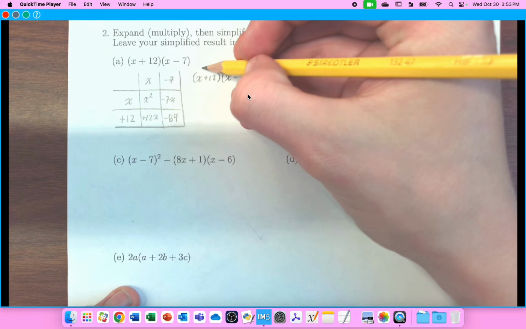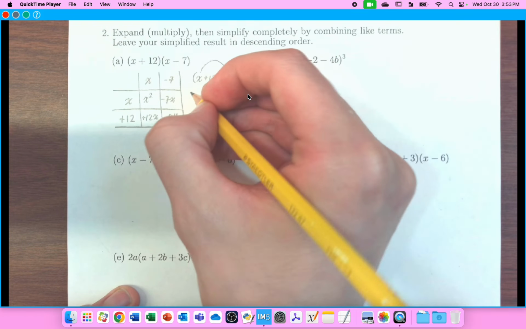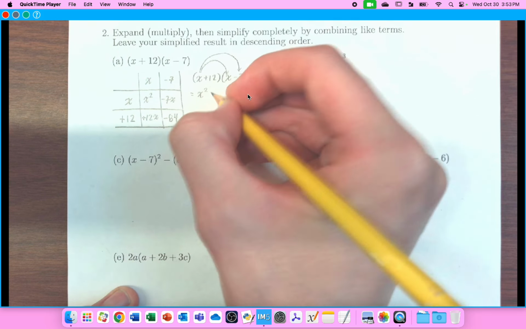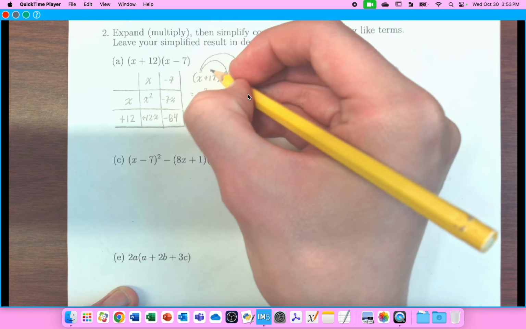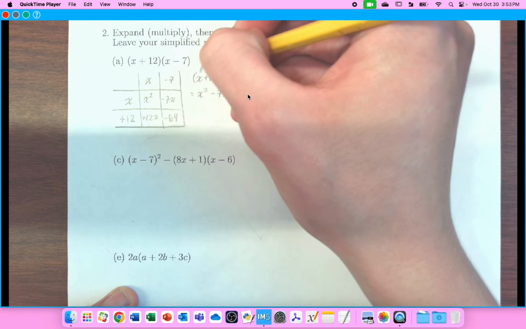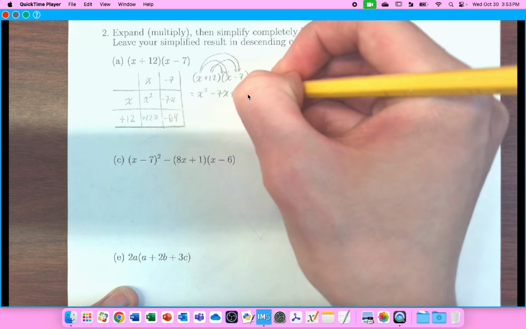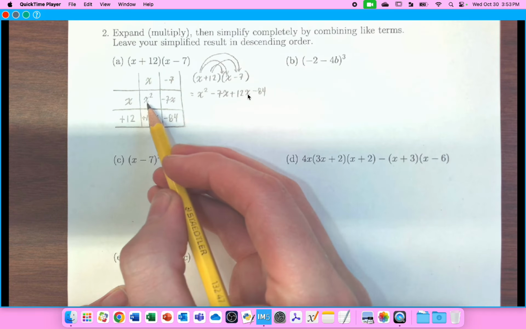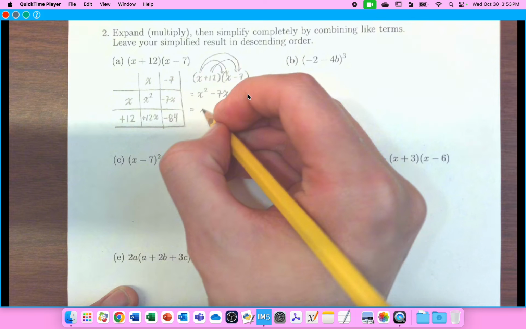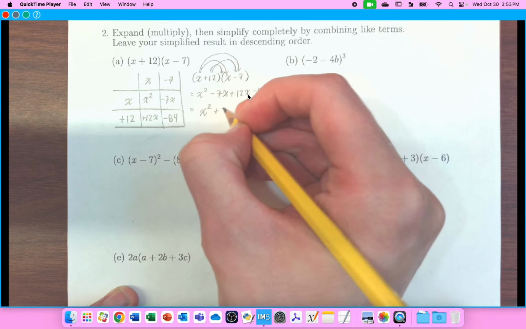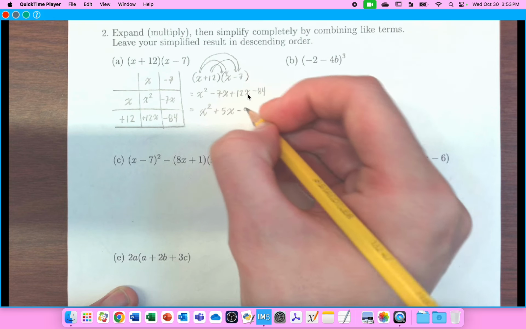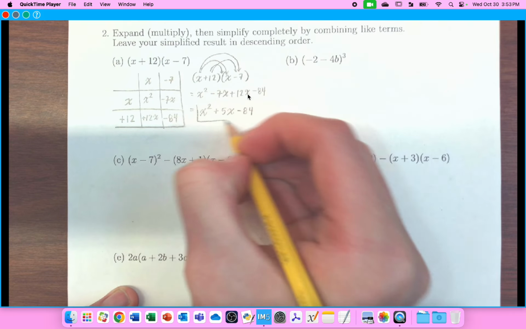First is x squared. Outside would be negative 7x. Inside plus 12x. And last would be negative 84. See how we get the exact same terms? And then we combine like terms. And that's it. That's all I want to do in this question.